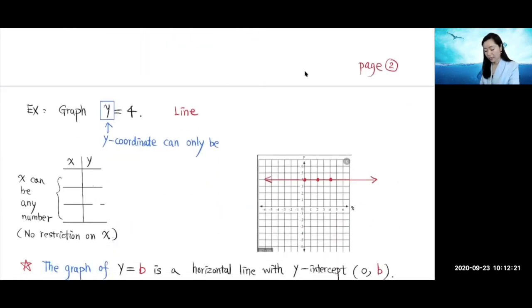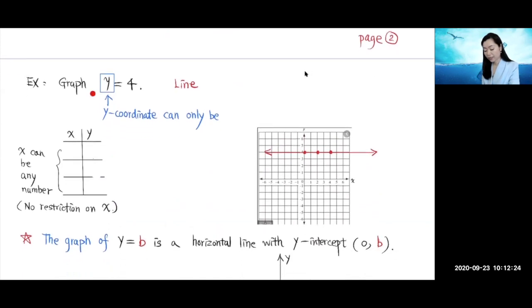Okay. Next, we're going to graph this y equal to 4. I know that this is a linear equation because you can see the exponent on the variable, and also this is in the standard form. So the graph of it is a straight line. Now, how do you graph this linear equation?